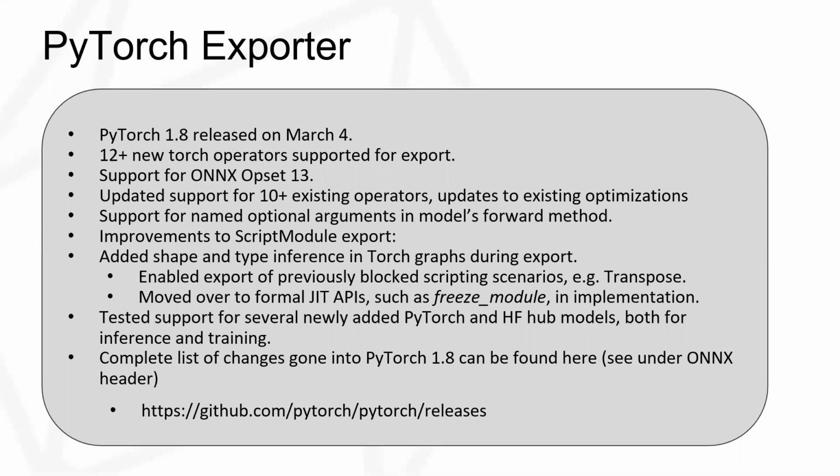It added support for optional arguments in the model's forward method, and it added better support for script models. For example, shape and type inference for the PyTorch graphs during the export. And you'll find more detail in the PyTorch release notes.